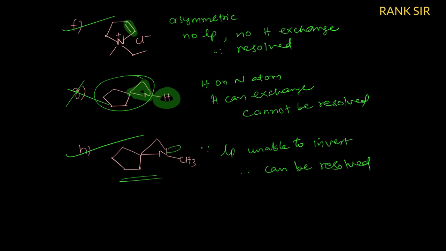I hope you understood all this: nitrogen inversion, the asymmetric nitrogen atom, when it shows sp2 hybridization, when it shows sp3 hybridization, and what the conditions are to resolve. Everything I have given. If you have any doubt, just comment, and I will explain.